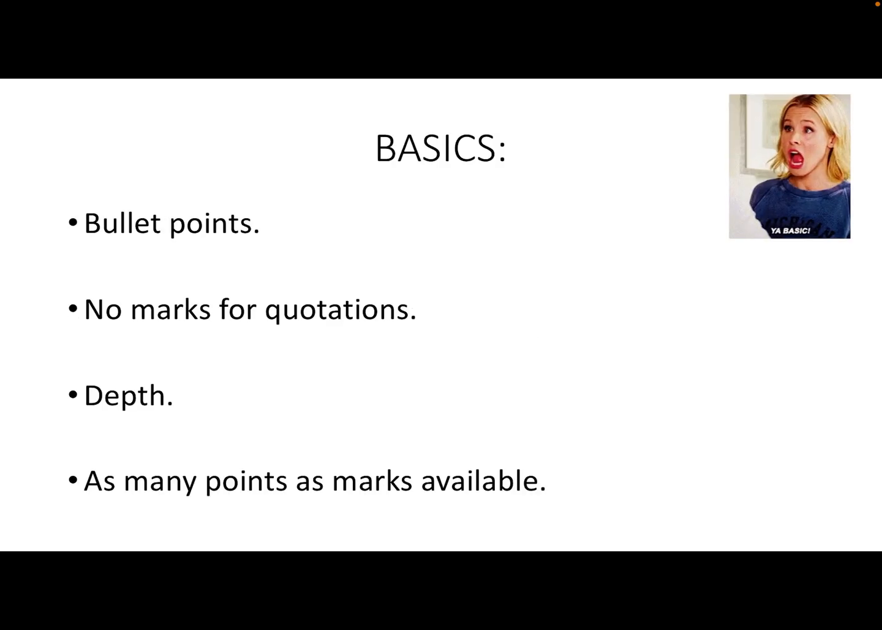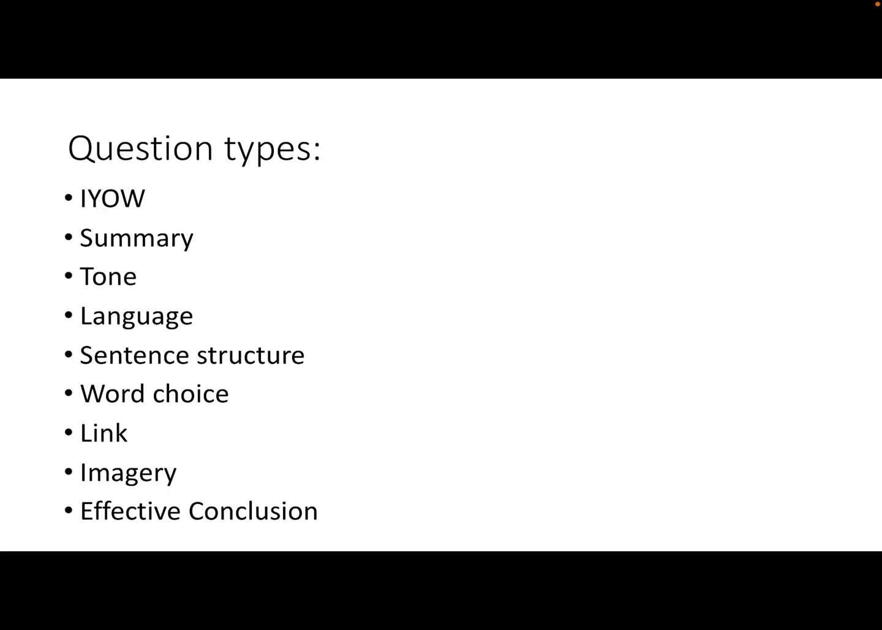So some basics here. Bullet points. No marks for quotations at Higher, unfortunately. You are expected to get more depth into your answer than you did at National 5, and you should make as many points as there are marks available. So we're going to look at each of these things in a bit more depth and detail, but those are the basics. We are looking for bullet points. We are looking for quotations, but you're not getting any marks for them now, and we're looking for depth and a certain number.